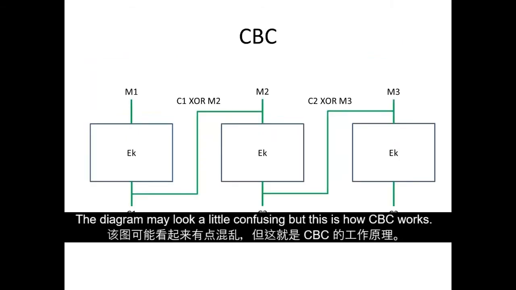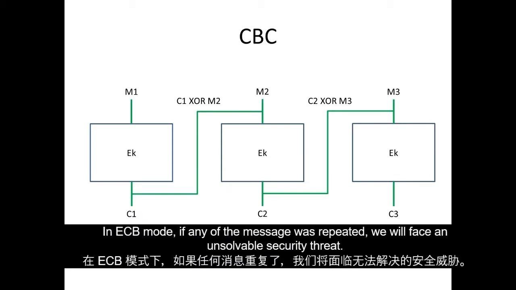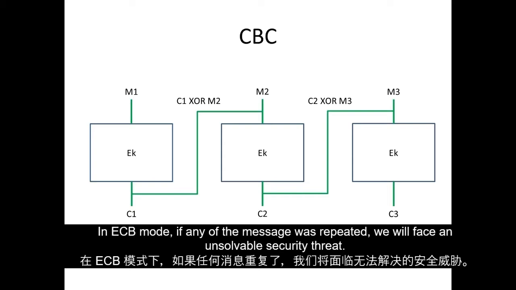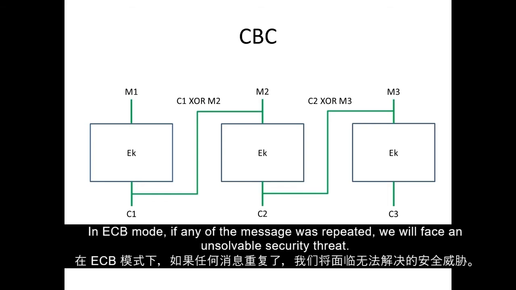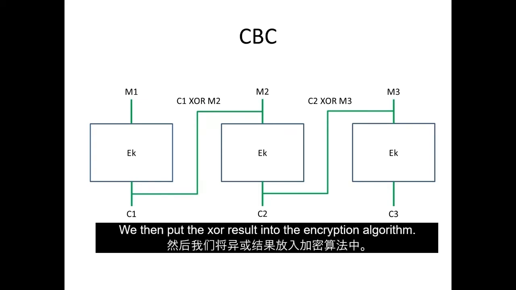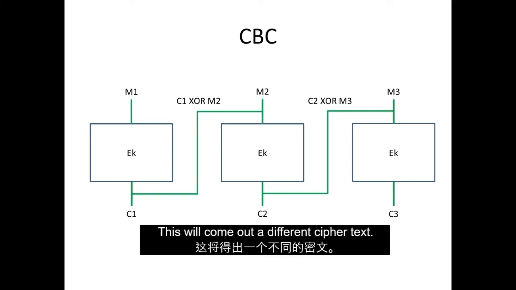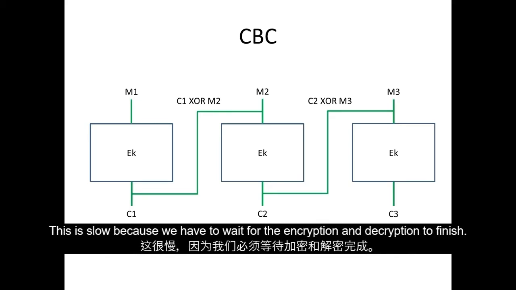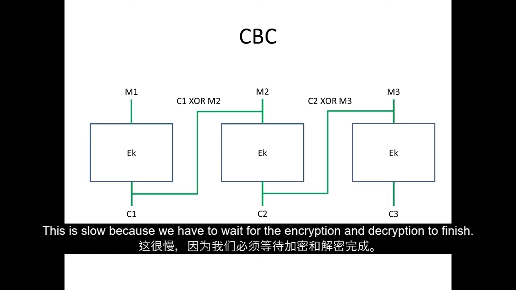The diagram may look a little confusing, but this is how CBC works. In ECB mode, if any of the message was repeated, we will face an unsolvable security threat. We first encrypt message 1. We perform XOR operation between ciphertext 1 and message 2. We then put the XOR result into the encryption algorithm. This will come out a different ciphertext. This is slow because we have to wait for the encryption and decryption to finish.